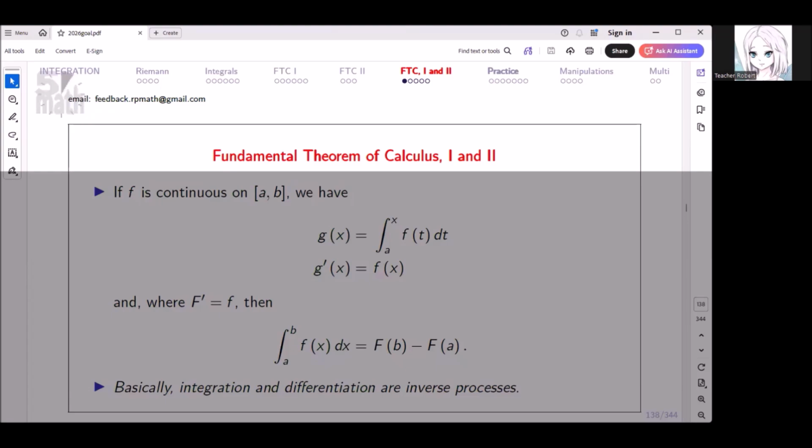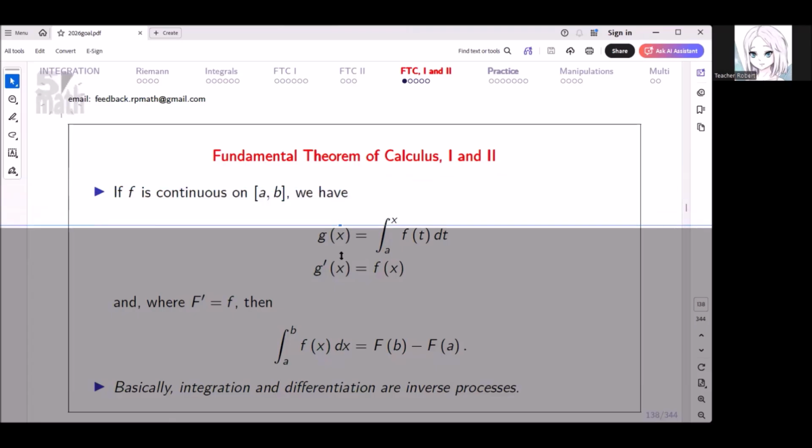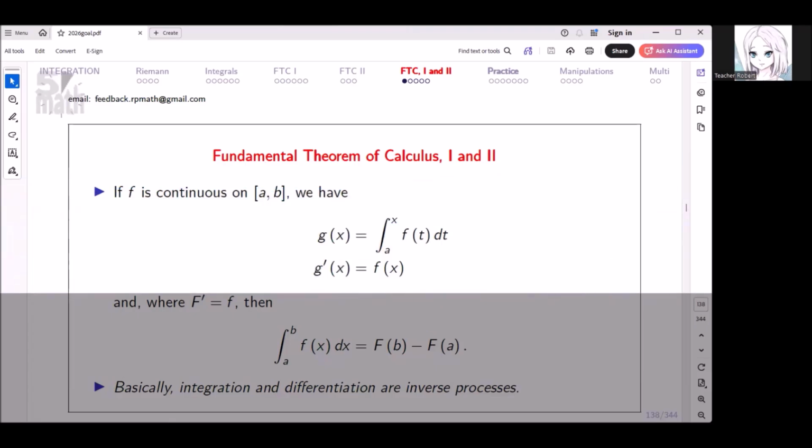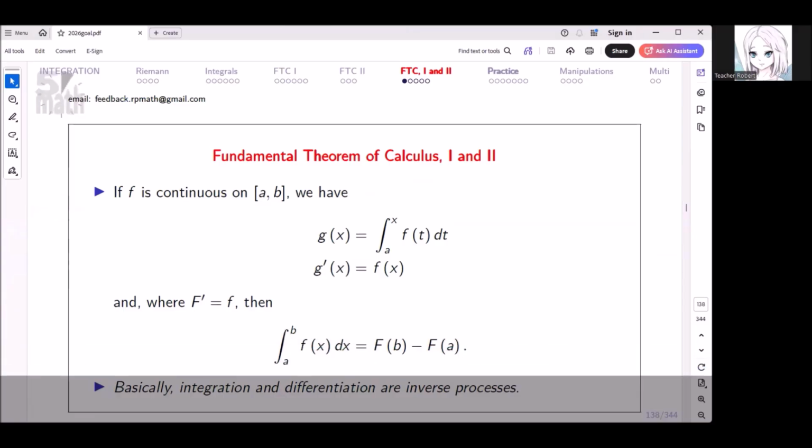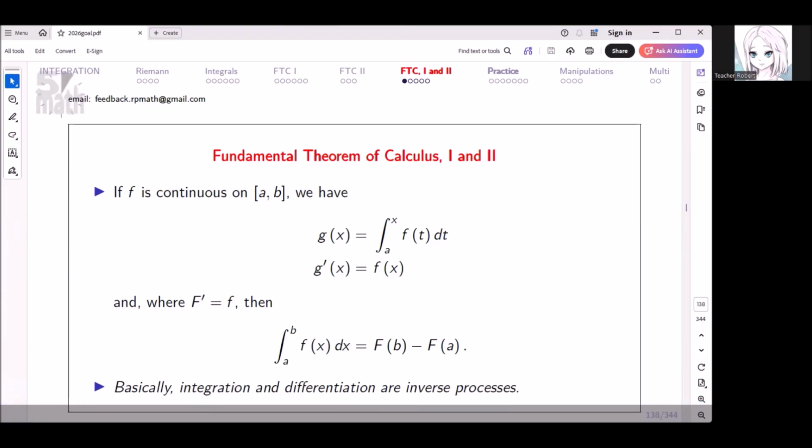Fundamental theorem of calculus 1 and 2. If f is continuous on closed interval ab, then we have g of x equals integral a to x f of t dt, g prime of x equals f of x, and where big F prime equals f, then integral from a to b f of x dx equals big F of b minus big F of a. Basically, integration and differentiation are inverse processes.